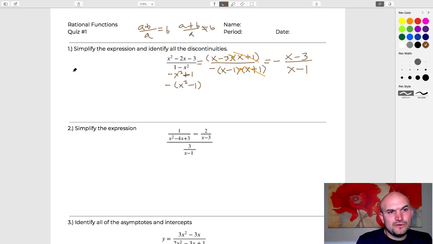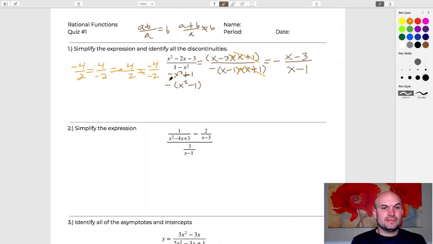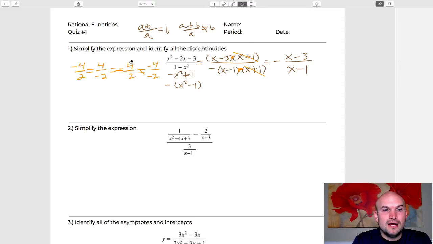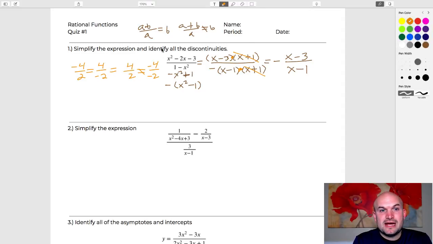And again, my rule that I like to use with students is, negative 4 divided by 2 is equal to 4 divided by negative 2, which is equal to negative 4 over 2. But that is not equal to negative 4 over negative 2, right? So you can't put the negative in both, but you can put it out in front. You can put it in the numerator or in the denominator, just not in both, okay? So that is just a quick little review for you.